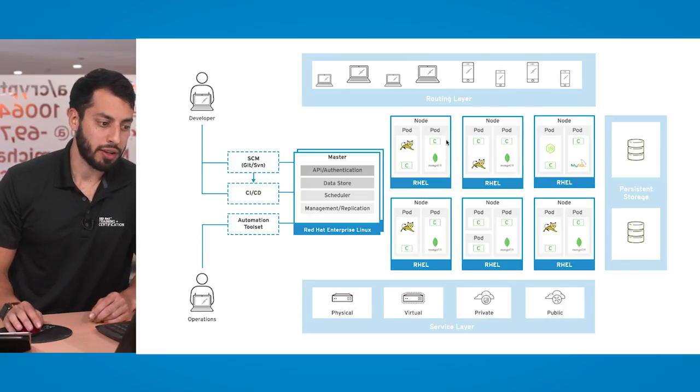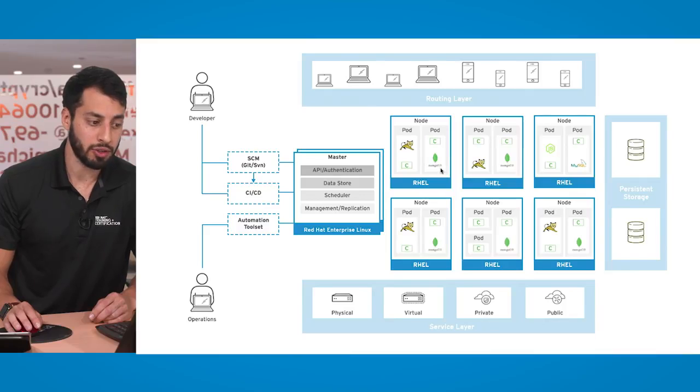So say we wanted to have this Apache pod over here, this container that's running the Apache server, be able to talk to this MongoDB. What we would do is we would create a service object for each of these pods, and that would allow us to consistently interact with each other.